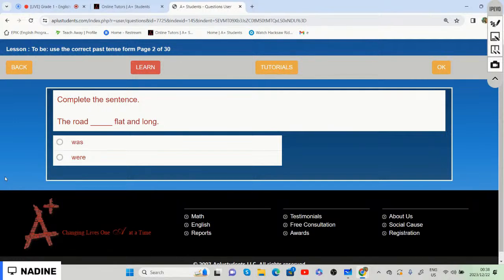The road, right? One road. So do we say the road was flat and long or the road were flat and long? One road. So we can say the road was flat and long because it refers to one specific road.